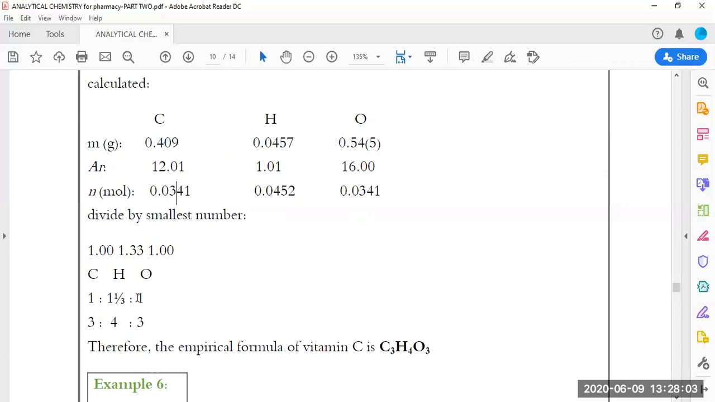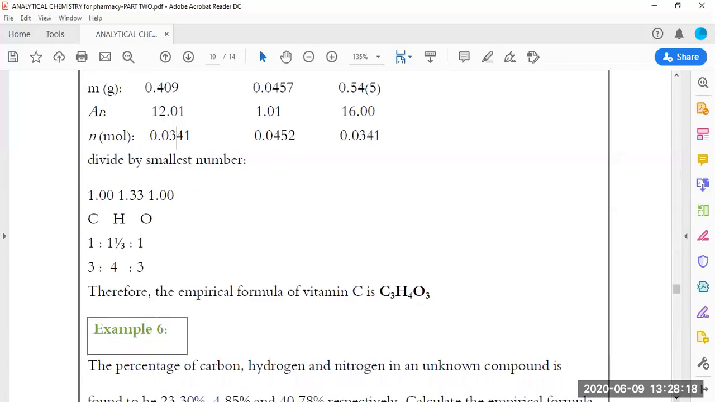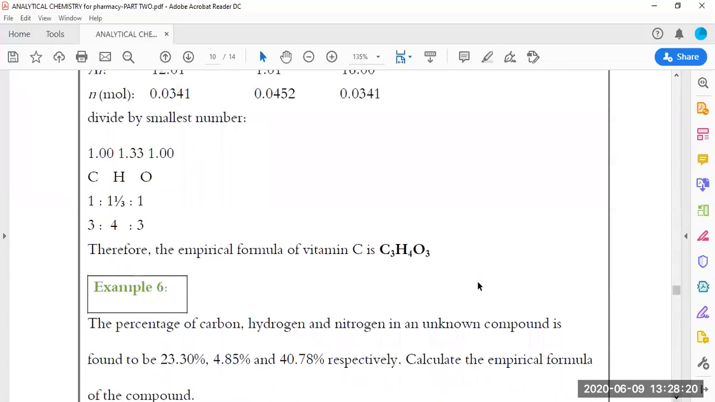Multiply all of them by 3 to get this 3 and this 1 and 1/3, going to be 4, and this one is going to be 3. So it is 3, 4, 3. Therefore, the empirical formula of C is C3H4O3.